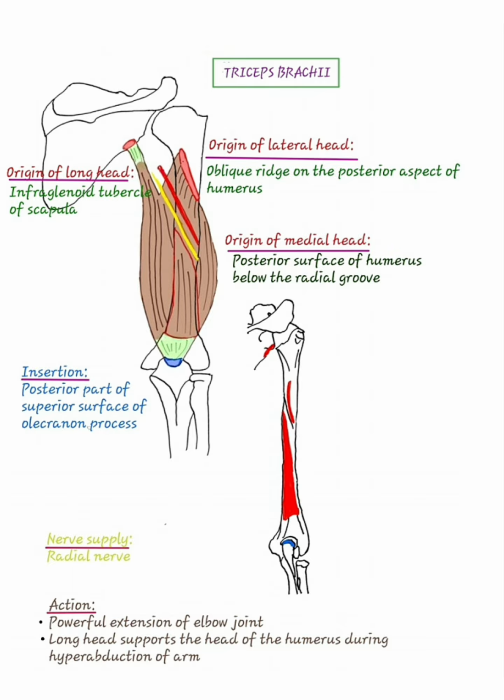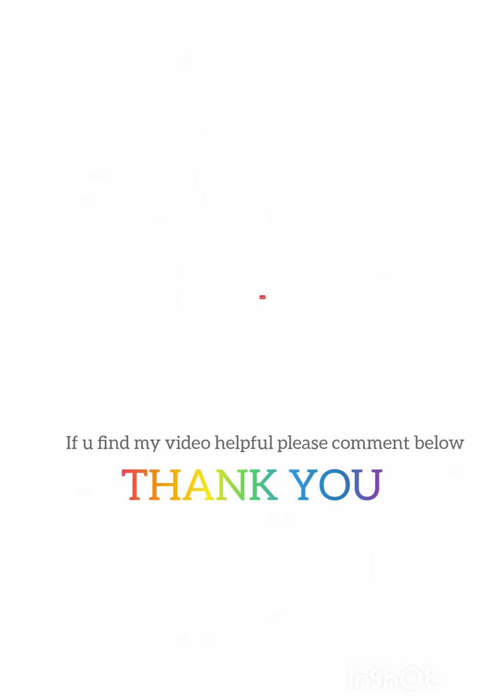Insertion: the posterior part of the superior surface of the olecranon process of the ulna. Nerve supply: radial nerve. Action: powerful extension of the elbow joint. The long head supports the head of the humerus during hyperabduction of the arm.